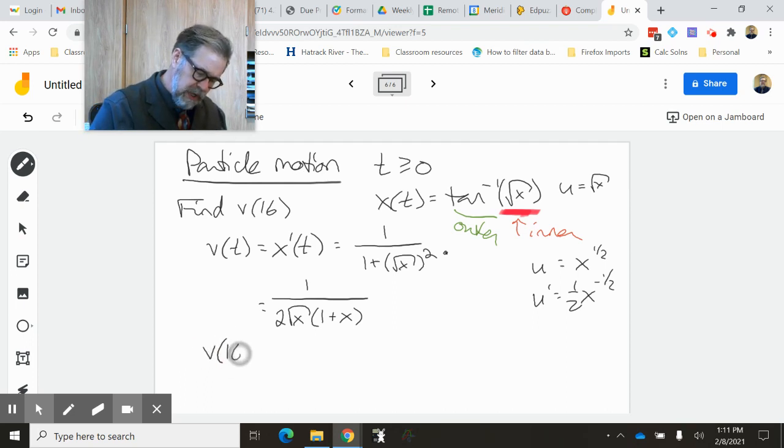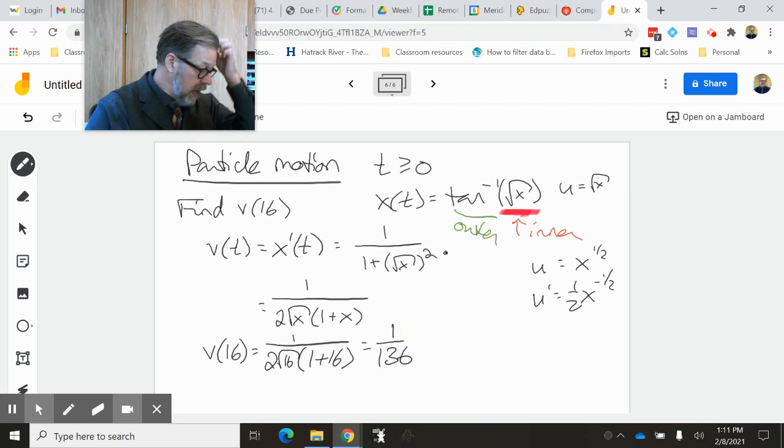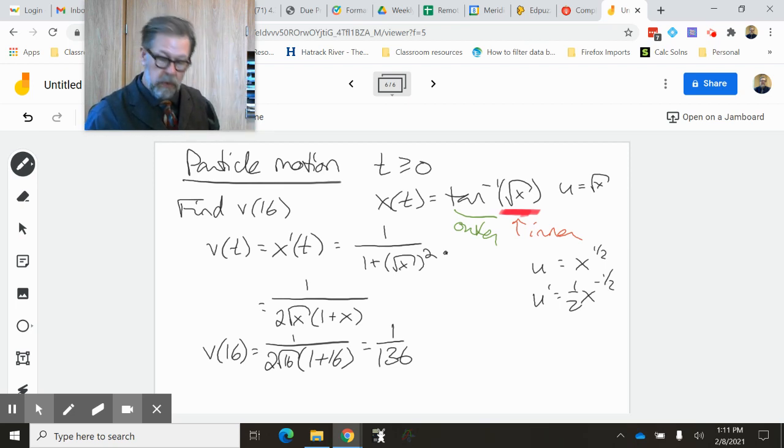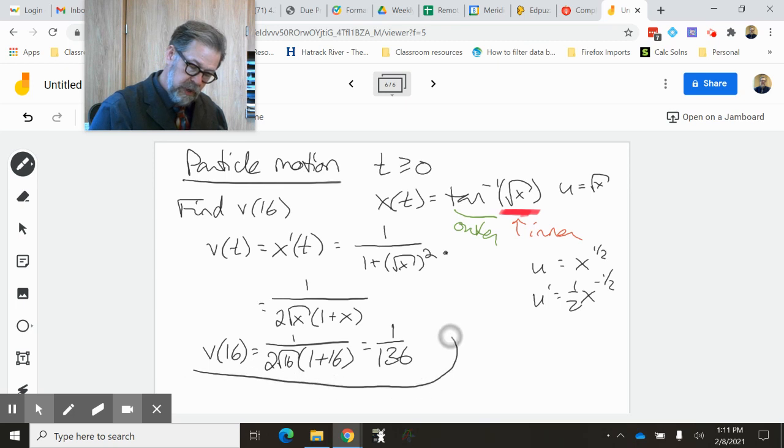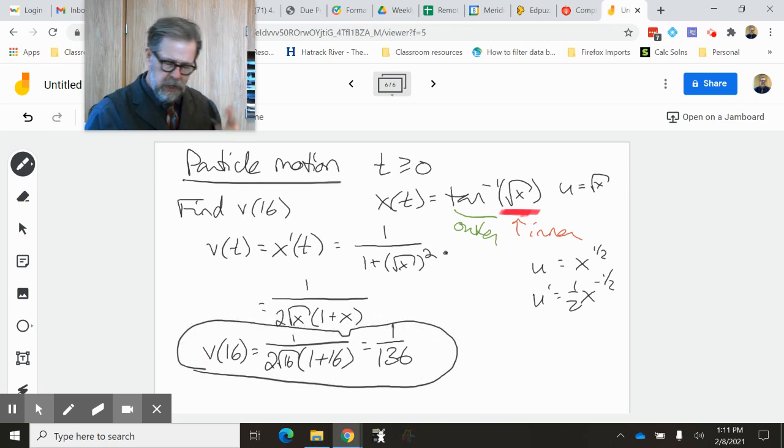So the velocity at time 16 is equal to 1 over 2 times the square root of 16 times 1 plus 16. That's 4. We've got 8 times 17, and 8 times 17 is 136. And we don't have units in this case, so we won't label this with units. If we'd been given units, we would add that on.